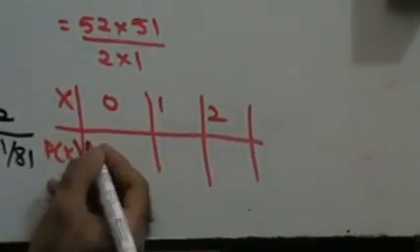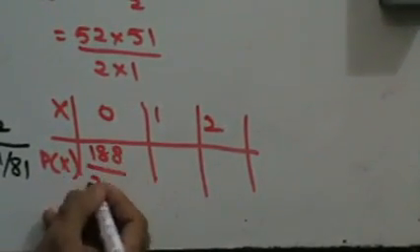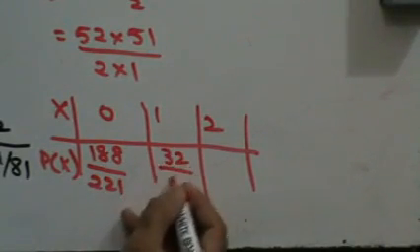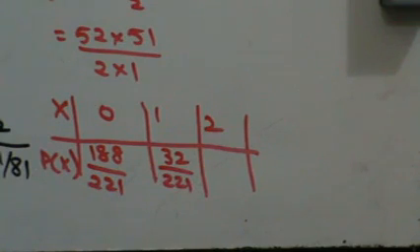Therefore, my random variable will be 188 upon 221. Next 32 upon 221. And last is 1 upon 221.